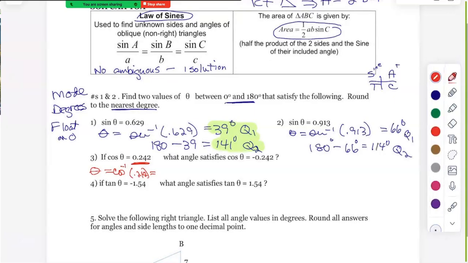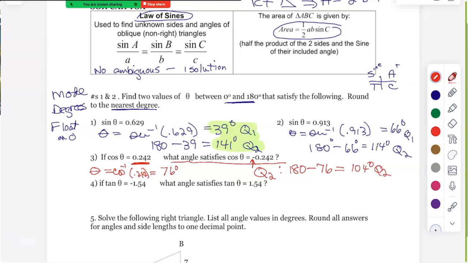For the cosine, when I put that in my calculator, I get an angle of 76 degrees. Now, that's great to know, but they don't want that angle. What they want is the angle that satisfies this negative. Well, where is cosine negative for a triangle? That's going to be in quadrant 2. That's all we're going to look at right now, quadrant 1 and quadrant 2. So to get the quadrant 2 angle, you're going to take 180 minus 76, and that's where the 104 comes in. Okay, and that's the quadrant 2 angle that you want.